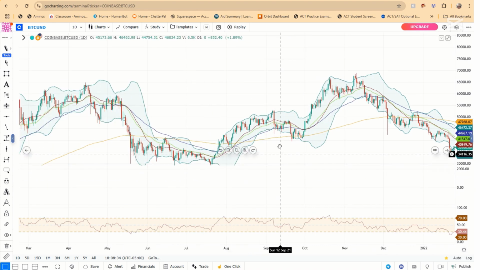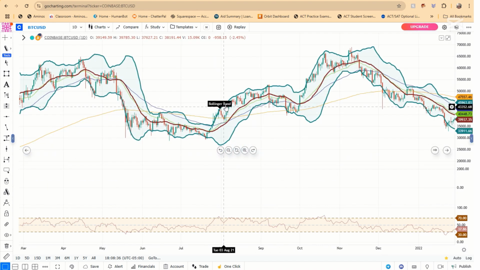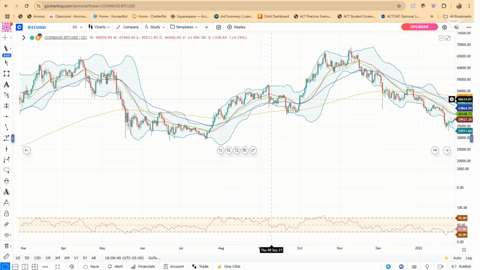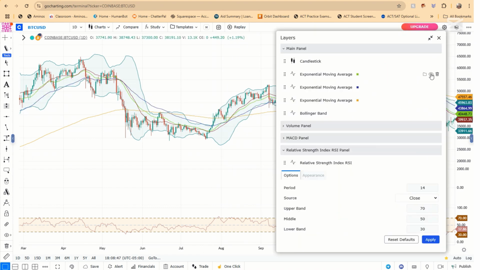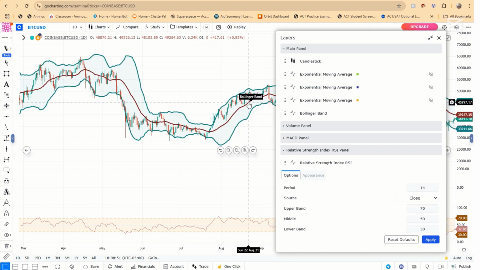Great. All right, so here's the Bollinger Band. Here's the top of the band. Here's the bottom of the band, and then the middle of the band, right in the middle. Well, let's take off those moving averages super quick, just so we don't get confused with all these different things going on. All right, there it is, that moving average right in the middle.